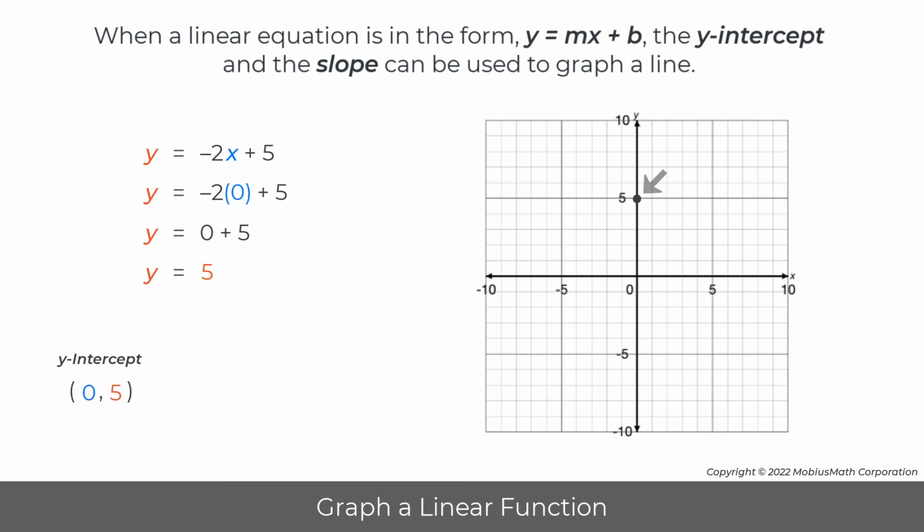Using the y-intercept as a starting point, a slope of -2, or -2/1 in fraction form, can be used to plot an additional point on the line. This point can be plotted by interpreting the slope -2/1 as follows: a change in x of 1 and a change in y of -2. Then, a line can be drawn through the 2 points to graph this linear equation.